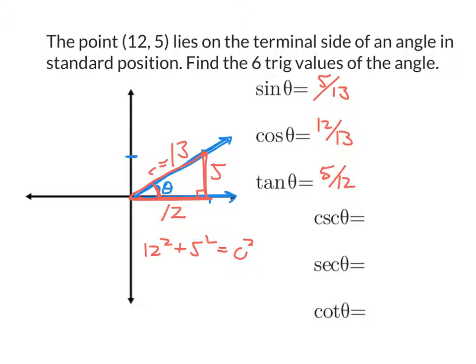To find the reciprocal trig values, all we have to do is take the reciprocals. The reciprocal of sine is cosecant. So since sine was 5/13, cosecant is going to be 13/5. Since cosine was 12/13, secant is 13/12. And since tangent was 5/12, cotangent is going to be 12/5.